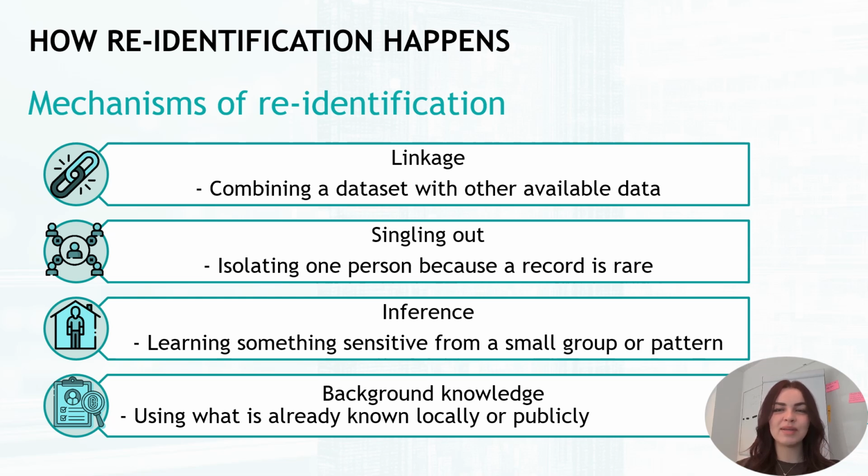Re-identification does not always mean finding a name directly. It can also happen by linking records across datasets, singling someone out because their profile is unusual, or inferring sensitive information from a very small group. The UK Information Commissioner's Office guidance explains that information may fail to be anonymous if someone can isolate a person or link the data with other information. It also describes this as the mosaic or jigsaw effect.